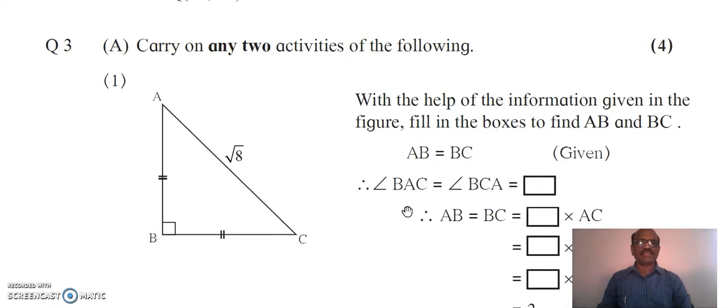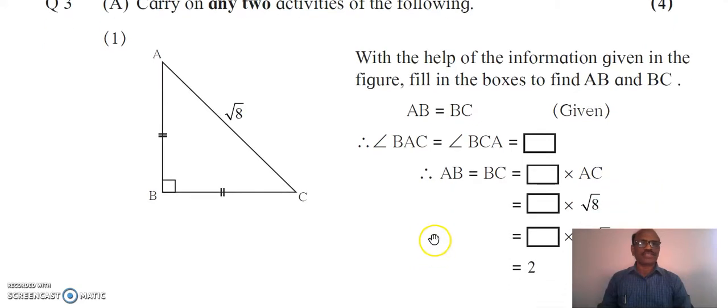Now in this case, AB is equal to BC. This is the given thing. And next, angle BAC is equal to angle BCA, and that is equal to 45 degrees. This is a right angle isosceles triangle.